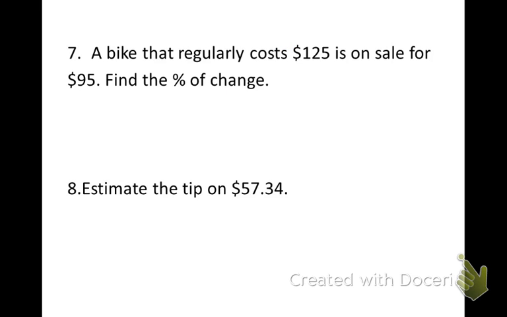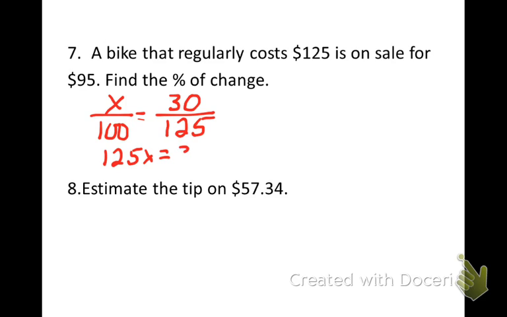Next, we're going to use this to find the percent of change. So we don't know the percent, so it's going to be x over 100. Remember, it's always the amount of change. Well, if it was 125 and now it's 95, you subtract those two, you get it went down $30. Always goes over the original amount, which in this case was 125. So 125x equals 30 times 100. Just move your decimal over 2, gives you 3,000. When you divide, you're going to get that x equals 24. It is a percent, so put your percent sign.